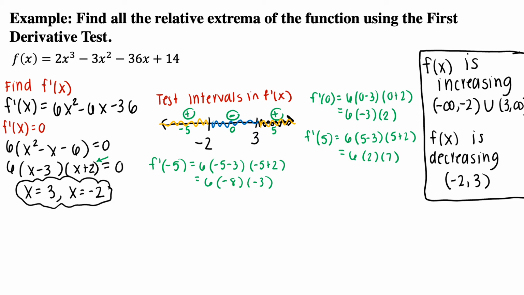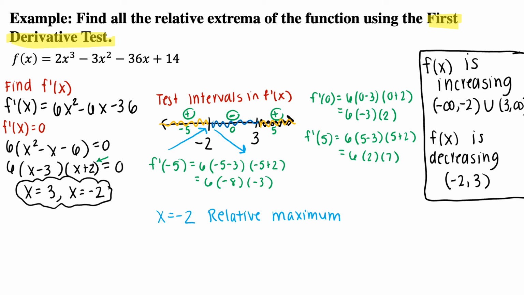Extending that using the first derivative test, we want to identify that we were increasing and then decreasing. So at x equals -2, our derivative, f prime of x, changed from positive to negative, which means at x equals -2, we have a relative maximum.